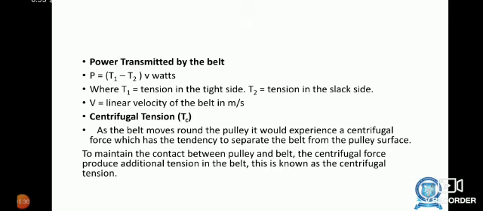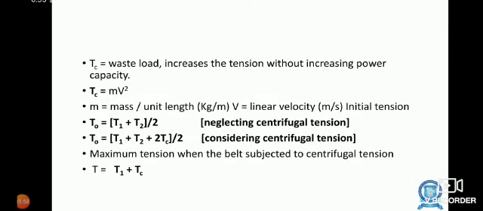Belt power, P equals (T1 minus T2) times velocity, where T1 equals tension in the tight side, T2 tension in the slack side, and V is the linear velocity of the belt. Centrifugal tension: as the belt moves round the pulley, it experiences a centrifugal force which has a tendency to separate the belt from the pulley surface. To maintain the contact between pulley and belt, the centrifugal force produces additional tension in the belt. This is known as centrifugal tension, TC. It increases the tension without increasing power capacity.